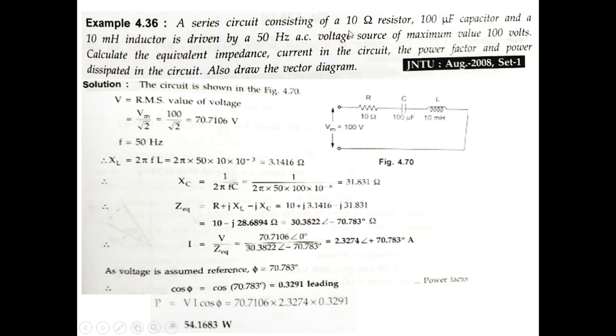So what are they asking here? A series circuit consisting of 10 ohm, 100 microfarad and 10 millihenry is driven by a 50 hertz AC voltage source of maximum 100 volts. Maximum value is given, frequency is given. You are going to apply an AC voltage source here.